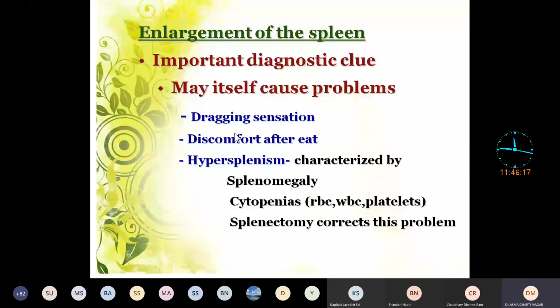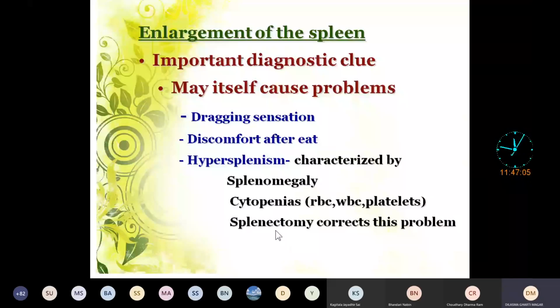Discomfort after eating means that when the spleen is enlarged and has become big, it will occupy the space. So if somebody eats, the patient will feel discomfort. Then it can also lead to hypersplenism. Splenomegaly and hypersplenism are different. Splenomegaly means the spleen is only enlarged, but in hypersplenism there will be splenomegaly, and this enlarged spleen will destroy the RBCs, WBCs, and platelets. So it will lead to cytopenia. Understood? To correct this hypersplenism, we have to remove the spleen, and splenectomy corrects this problem.